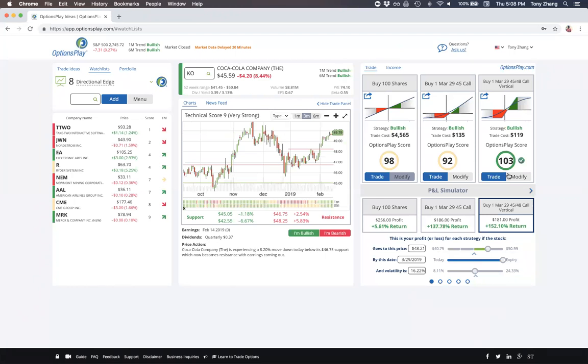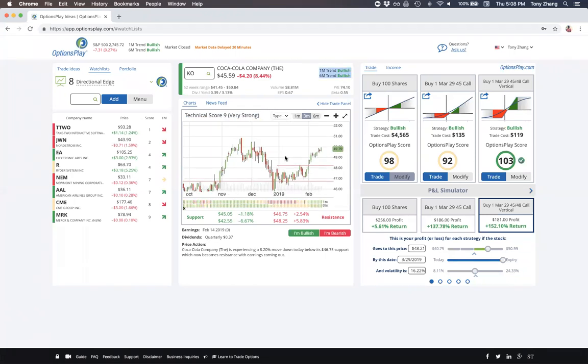I know someone asked for Coca-Cola. Very strong stock, score of 9. The 1 month and 6 month trend is bullish. So this is certainly a bullish opportunity. This would easily make another run at the 52-week high. Does it break above that 52-week high and higher? I don't know, but I would target that 52-week high at a minimum.